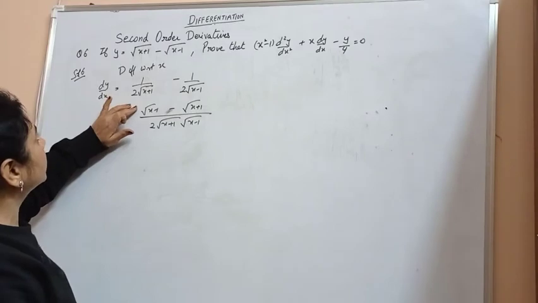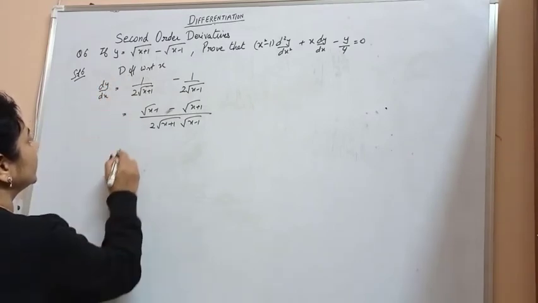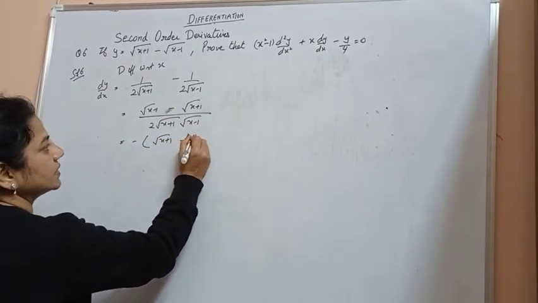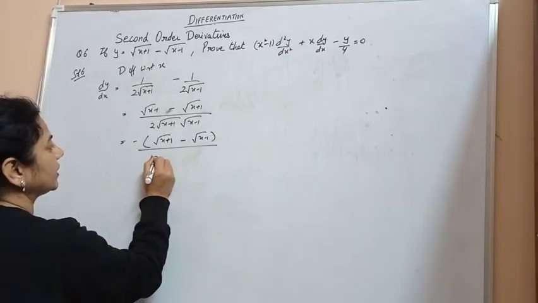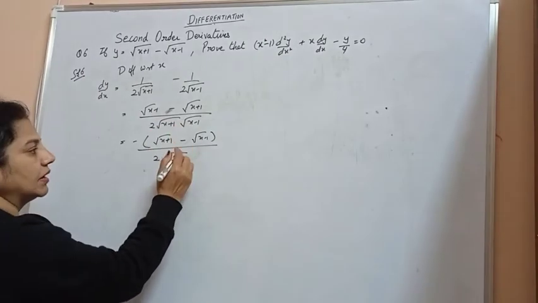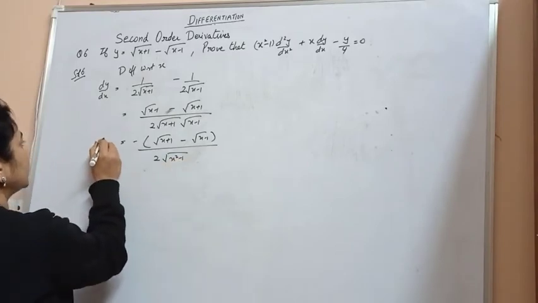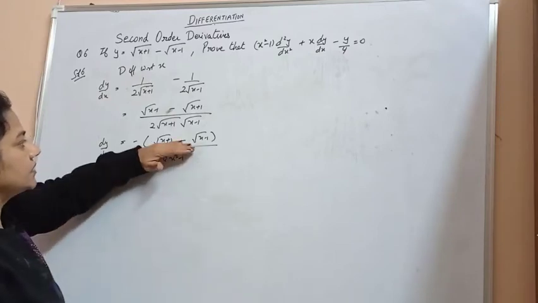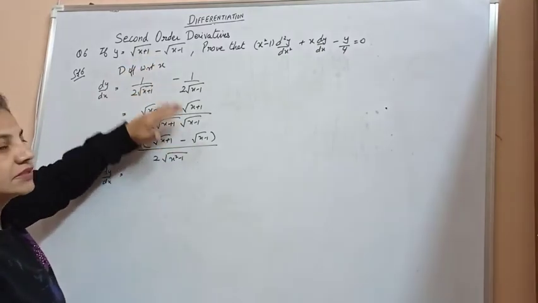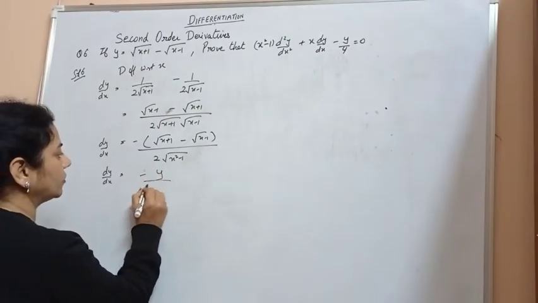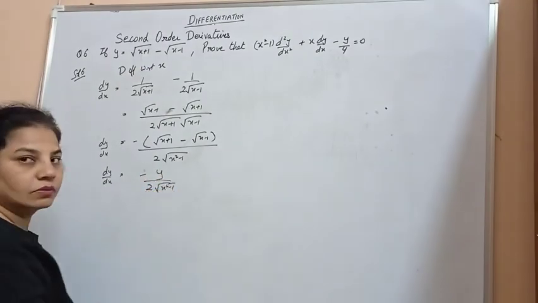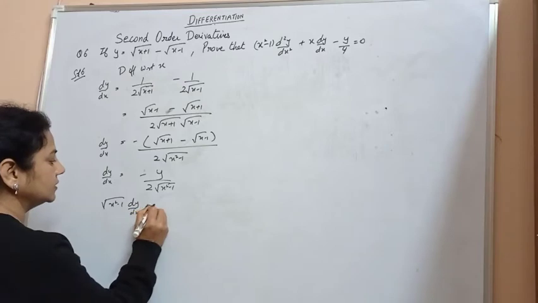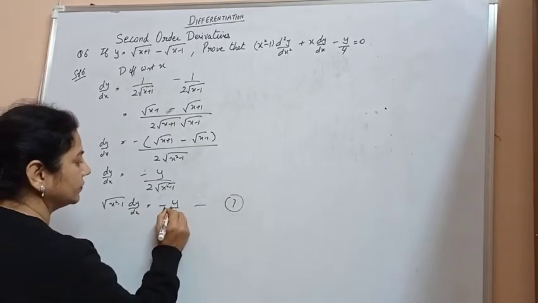Now look at the numerator. If I take minus common, what should I get? It becomes under root x plus 1 minus under root x minus 1, and the denominator becomes 2 times, using the identity a plus b, a minus b, under root x square minus 1. This is my dy by dx. So dy by dx is equal to, observe this bracket, this is equal to y. So I can replace this by y. I get minus y upon 2 times under root x square minus 1. Or you can say under root x square minus 1 dy by dx is equal to minus y by 2. This is my first equation.